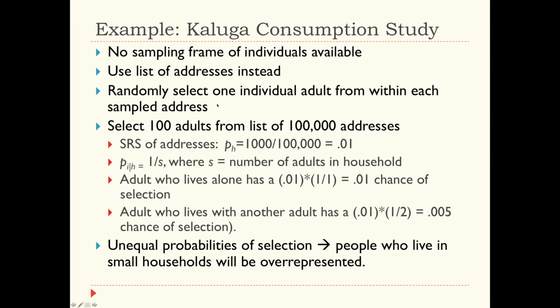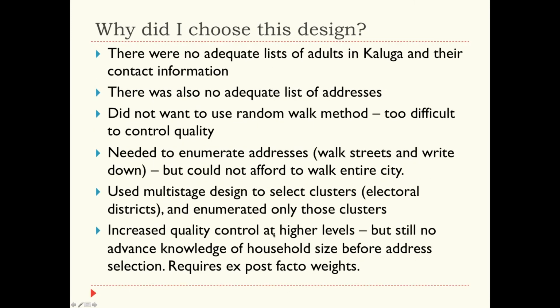But the thing is, if somebody lives alone, then given that their household is sampled, they have a 100% chance of being sampled, so it's just 0.01 times 1. But if somebody lives with somebody else, if there are two people, then once their household is sampled, there's only a 0.5, or 1 out of 2, chance of being sampled. So what winds up happening is adults living in larger households wind up being underrepresented, and conversely, people who live in small households will be overrepresented.